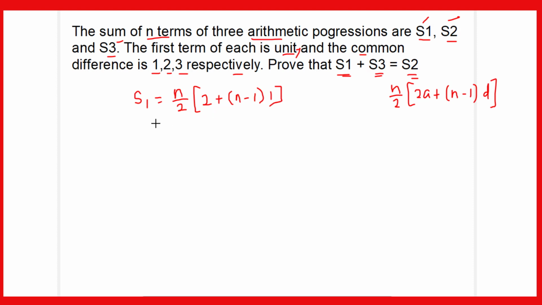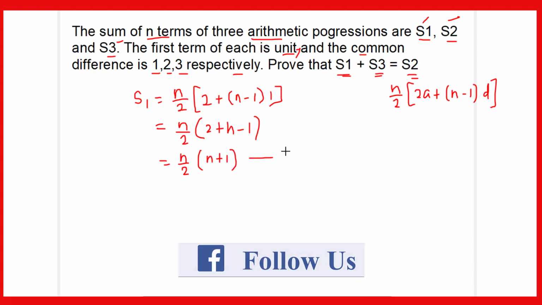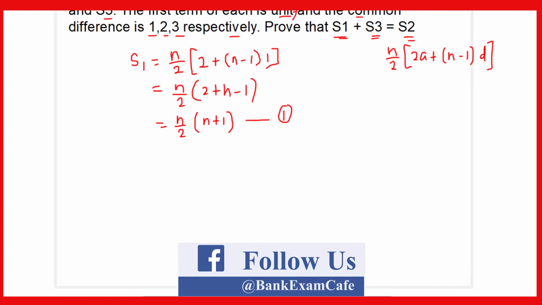Now solve this. So which is equal to n by 2 into bracket, this will be 2 plus n minus 1 into 1 will be n minus 1. So 2 minus 1 will be 1, so it will be n by 2 into bracket n plus 1. So let this be number 1. Now we will see the second one.